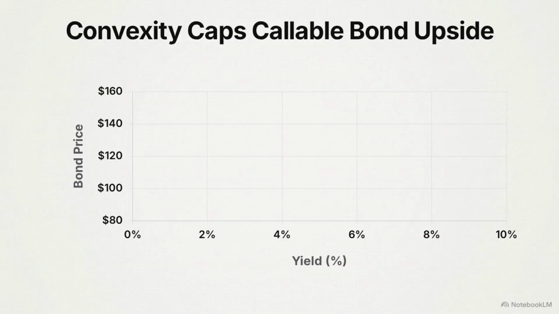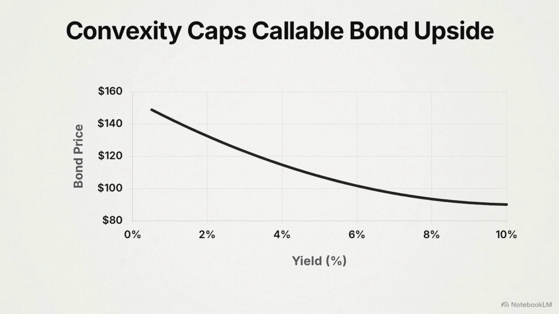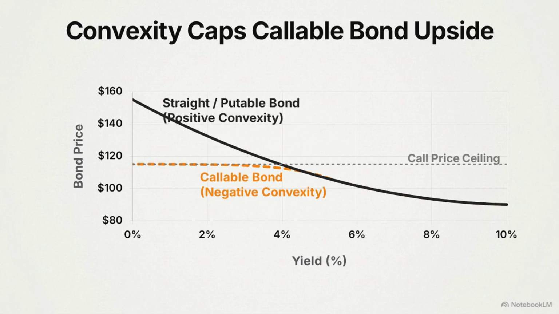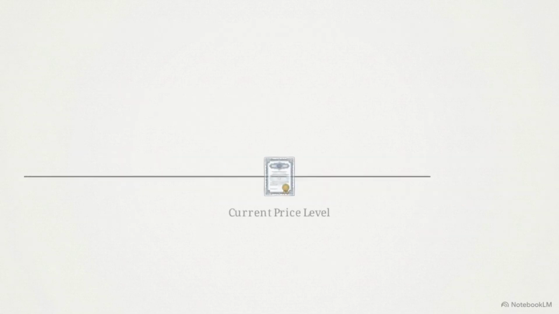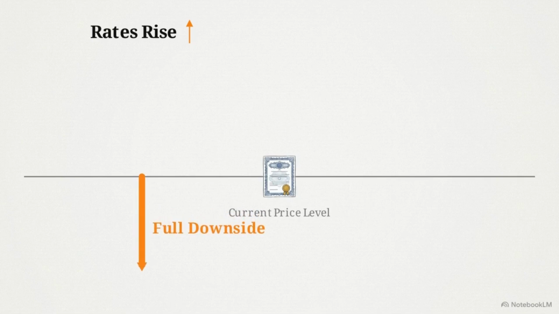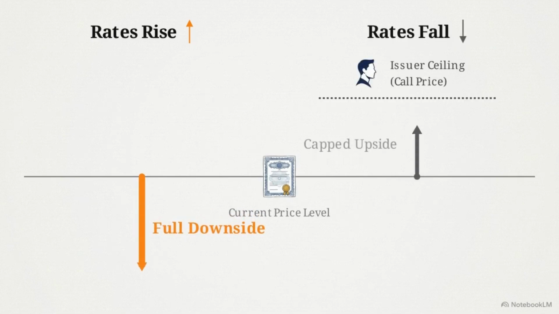Standard bonds and puttable bonds exhibit positive convexity. As yields decrease, their prices rise at an accelerating rate, creating a curve that bows outward. Callable bonds deviate as yields drop toward the call price. The price hits the issuer's ceiling, forcing the curve to flatten and bow inward. This is negative convexity. Negative convexity represents the structural penalty for the bondholder. They absorb the full downside when rates rise, but their upside is strictly limited when rates fall.